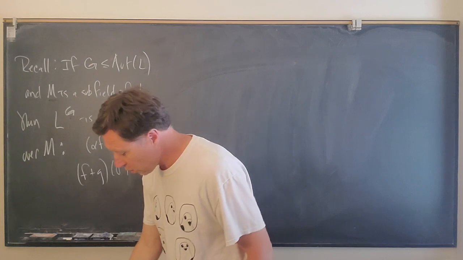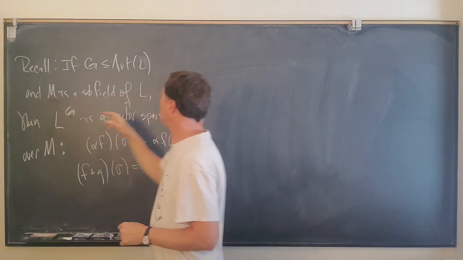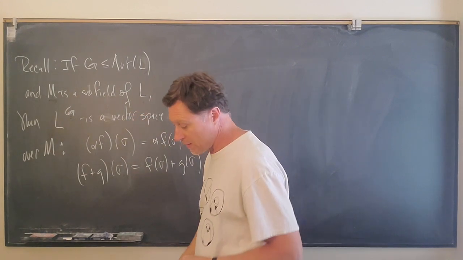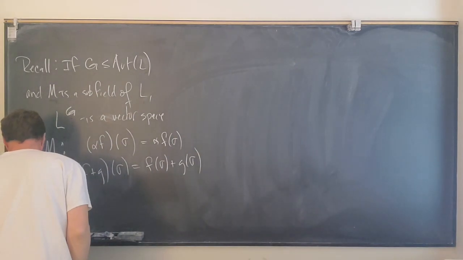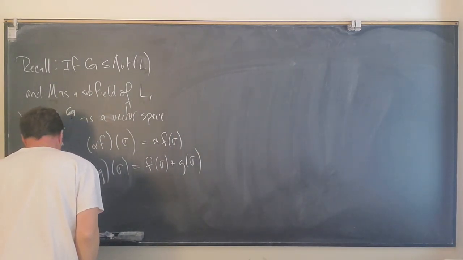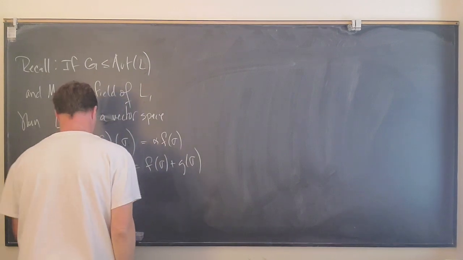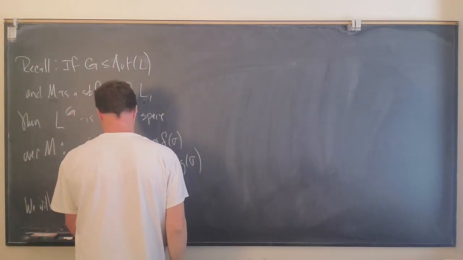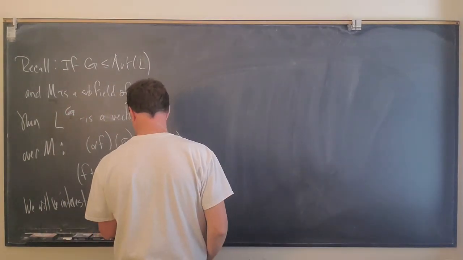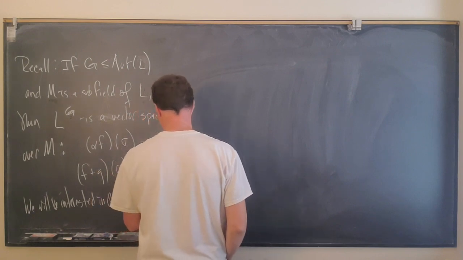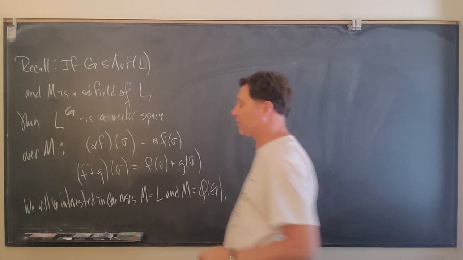Anyways, here are the two cases that we're going to be interested in: when M is equal to L, or when it's equal to phi of G. So this is true for any subfield, but we'll be interested in the cases M equals L and M equals the fixed field phi of G.